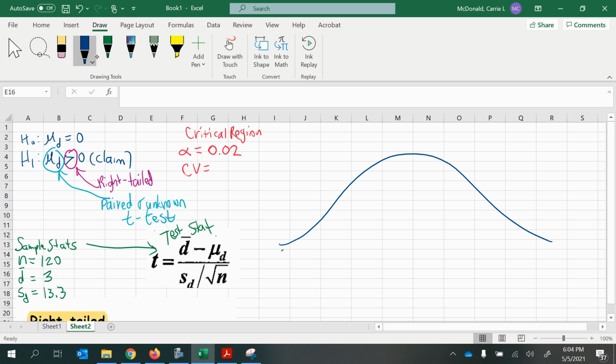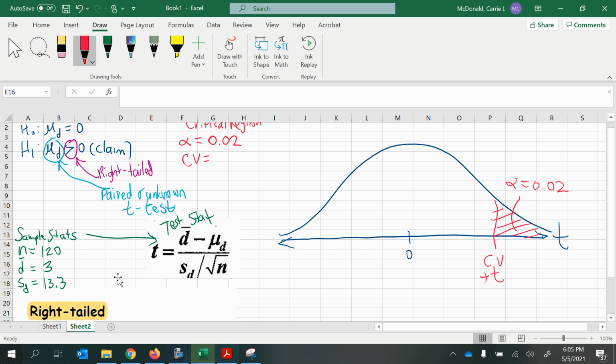So we always have a bell curve with a mean of 0. The question is, is it Z or is it T? Well, because this is a paired test about a mean where sigma is unknown, this is a t-test. We are doing a right-tailed test, so our critical value will be on the right, so that makes it a positive t-score. And the area to the right of that is all of alpha, which in this case is 0.02.